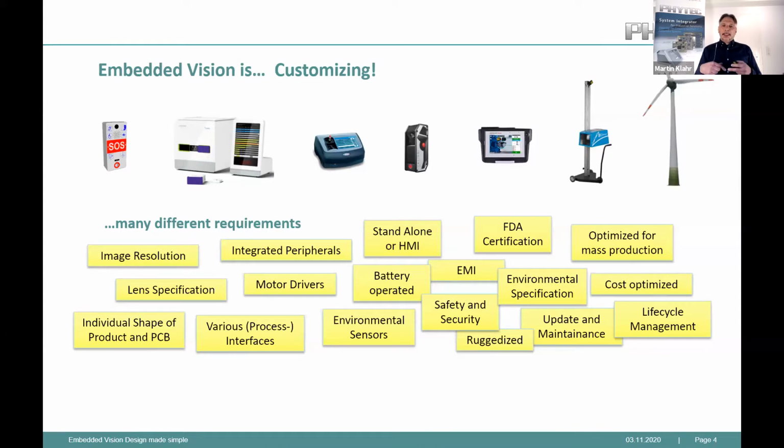Or our product might need additional integrated peripherals, like a motor driver, for example, or environmental sensors. Let's think about temperature, humidity, acceleration sensor that we need for the process that runs in this specific application. And because embedded products are typically sold in higher quantities, we have to think about a design that is optimized for mass production. And we have to think about the product costs. I know engineers don't like that, but we know that is the world we have to deal with.